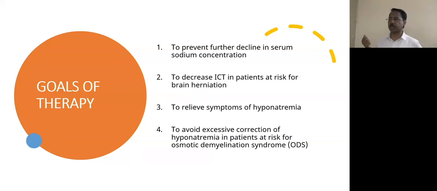Second, they would develop cerebral edema before they herniate, so you have to keep that in mind. Third, to relieve symptoms of hyponatremia. And fourth is to avoid excessive correction of hyponatremia in patients at risk for osmotic demyelination syndrome. So we'll come to that. We know the complications of mistreatment, and so that's another goal: nobody should go into osmotic demyelination because of the choice of treatment, right? So even before we treat, we should know which patients are at high risk for osmotic demyelination. We'll be talking about it.